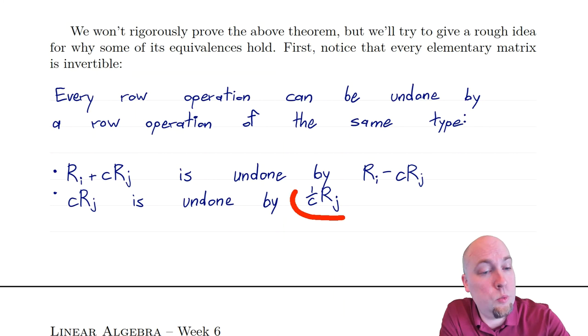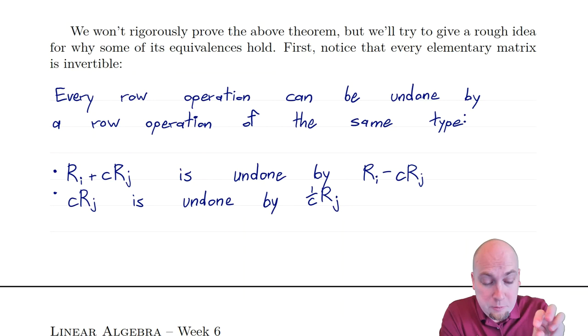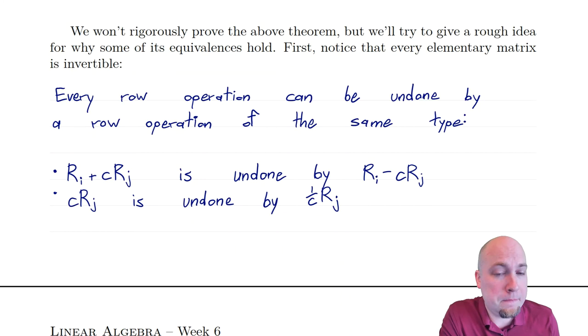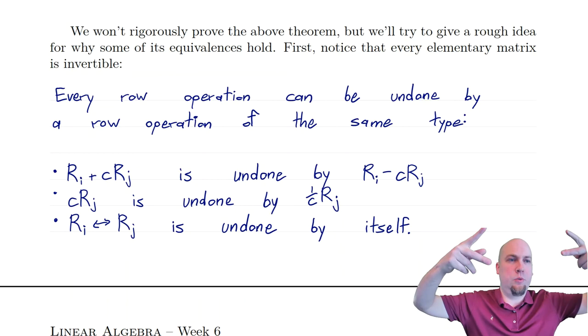Okay, and if you look back to week 5's notes, in the definition of this row operation, the C times row J, we said that C had to be non-zero for this to be a valid elementary row operation. And this is kind of why. We need these elementary row operations to be invertible, or undoable. If C was 0, then you wouldn't be able to undo that elementary row operation, which creates all sorts of problems. So you can always undo it via this because C is non-zero. And then the last elementary row operation was just swapping two rows. And the way you can undo swapping two rows is you just swap them again. So you do the same elementary row operation again.